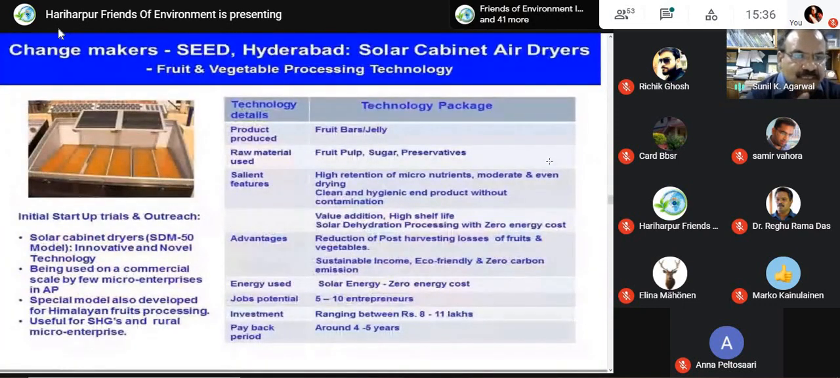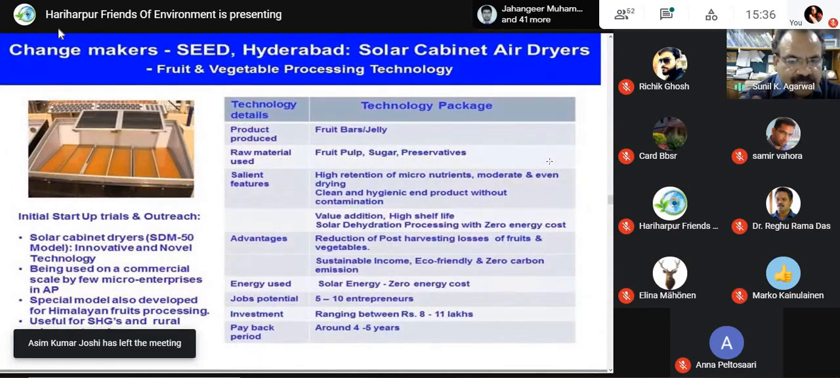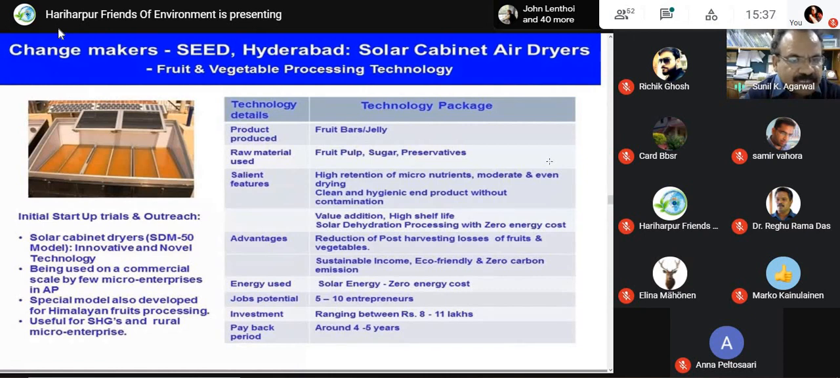So this is another case of Seed Hyderabad, where you can see the complete technology package, with details about the job potential and a payback period of around 4 to 5 years, and 200 plus micro enterprises have been created through such products, which is being promoted now by Seed Hyderabad, and they are really working on the scaling of such initiatives and efforts at the village level. Next slide, please.